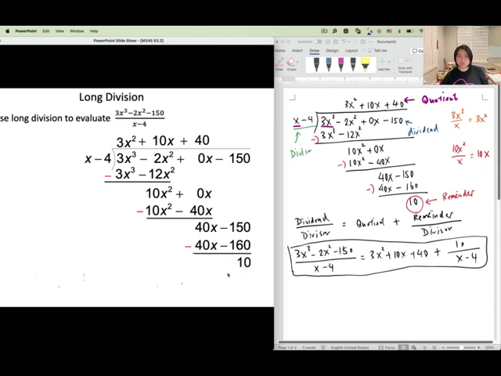Okay, remainder equal to 10. Write it in this form: dividend divided by the divisor equals the quotient plus the remainder over the divisor. Okay, right? This is the long division. We learned it from algebra.